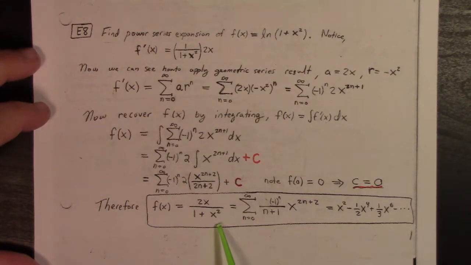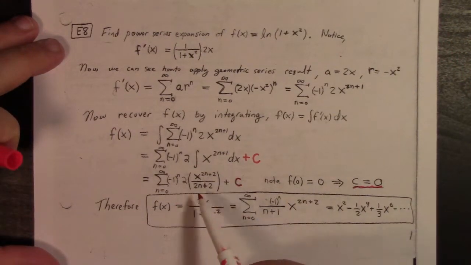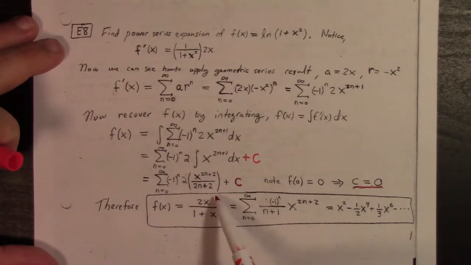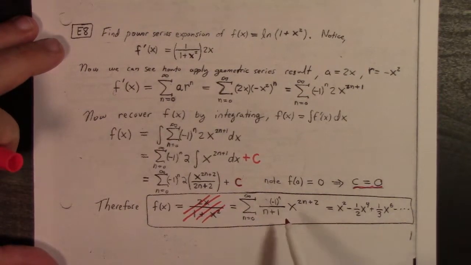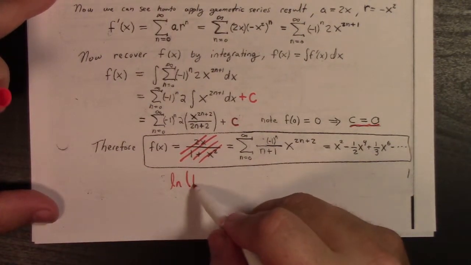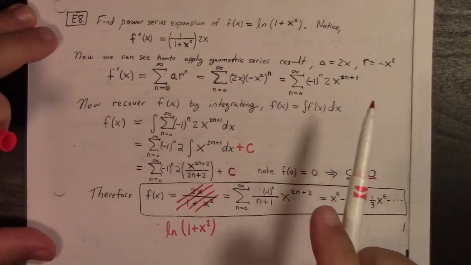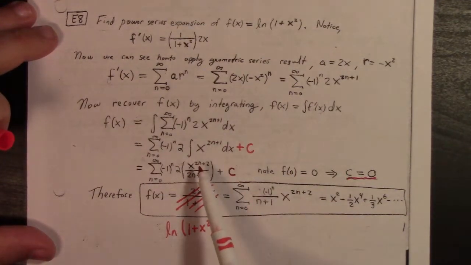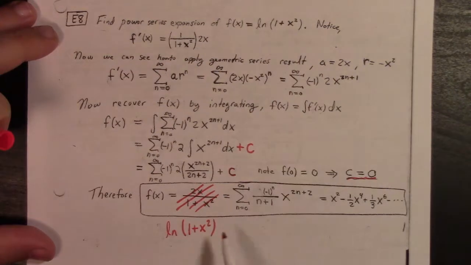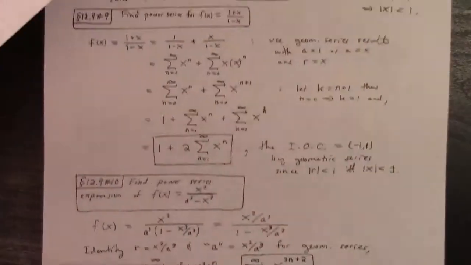What? Hey. Well, that's just not right. Oh man, I'm sorry, guys. What's going on here? This that we just found is not this function, right? No. This is equal to the natural log of 1 plus x squared. That was the whole point. I found the power series to represent the derivative, right? Then I integrated term by term, which brings me back to f of x, which is the natural log of 1 plus x squared. All right? Well, sorry, I do make mistakes.